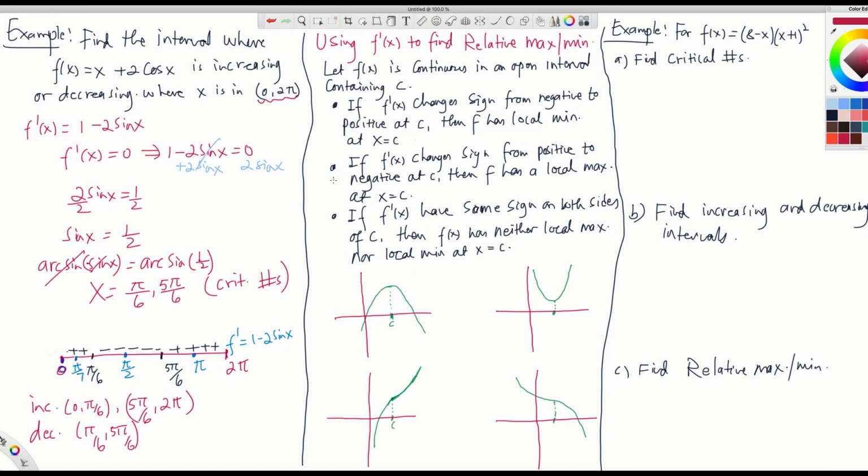So let us talk about how we use the first derivative to find the relative max or local min. Relative means local, right? Local max or local min. That's what we are going to do next.